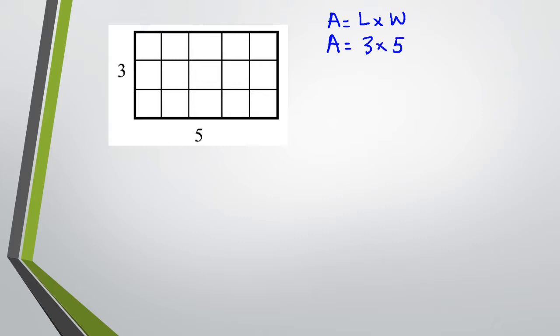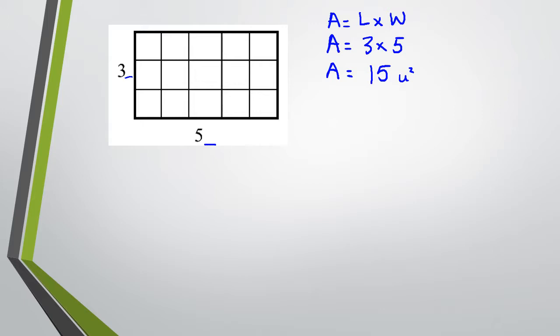Would it matter if I put 5 times 3? No, it would not, because multiplication and addition are commutative, and that means you can switch them around. And what is 3 times 5, my friends? I hope you said 15. Okay, and I'm just going to say units squared because it didn't say whether it was meters or centimeters or millimeters, so we're just going with units. 15 units squared. So if I was to count all these little squares, you would indeed find that there are 15 of them.